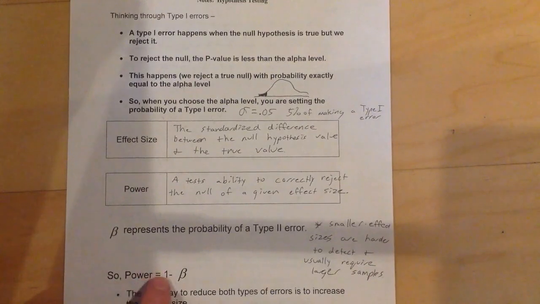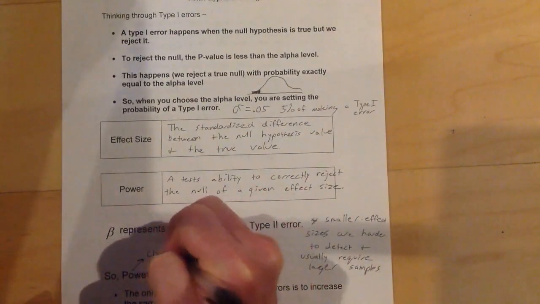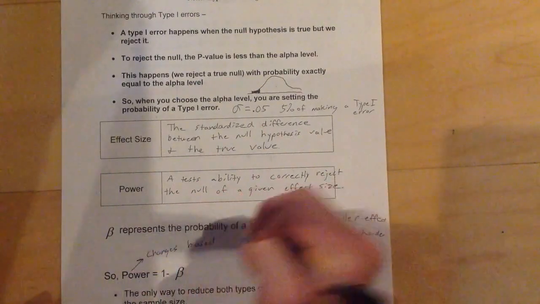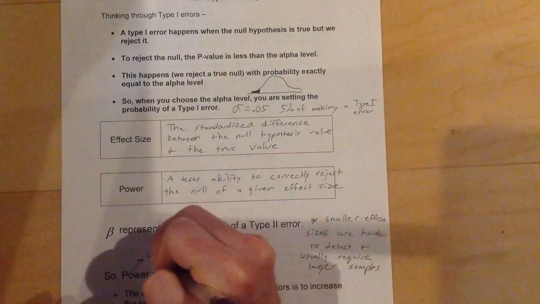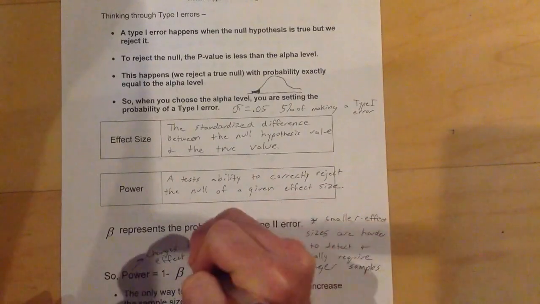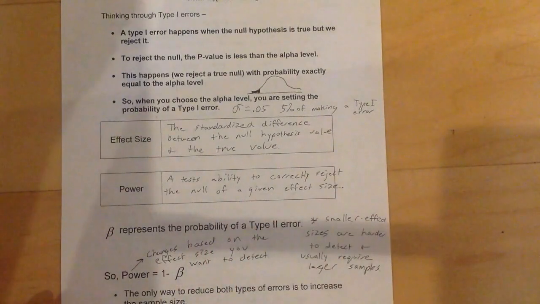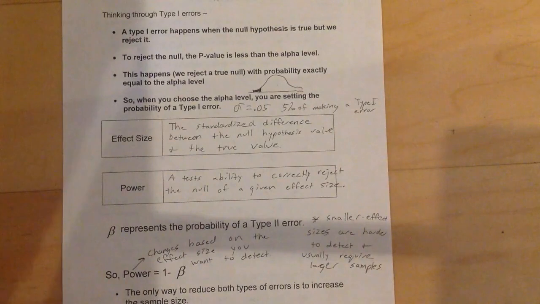And then right here it says power equals 1 minus B. So if you have a 10% chance of making a type 2 error, then power is 0.9. If you have a 2% chance of making a type 2 error, then power is 0.98. And again, this changes based on the effect size you want to detect. And the smaller the effect size you're trying to detect, the higher the odds are you're going to make a type 2 error, which is going to reduce your power.